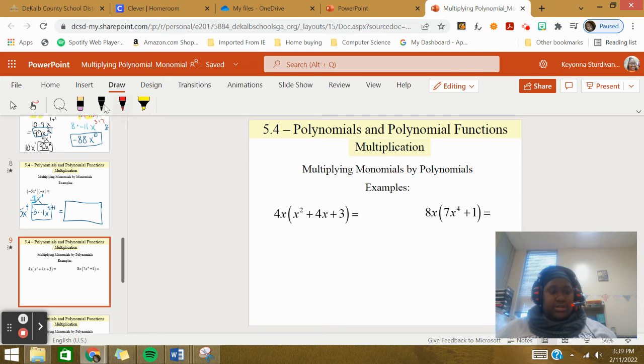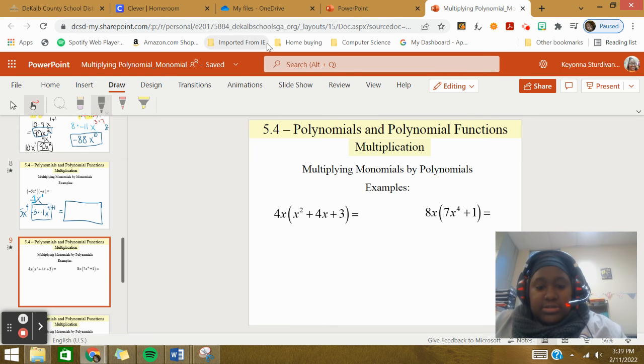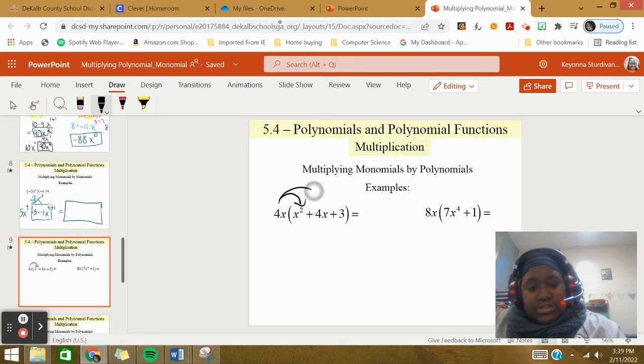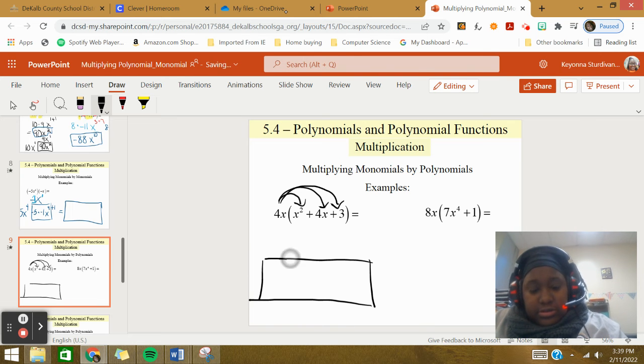So we have 4x times x squared plus 4x plus 3. If you're using distributive properties, guys, you're just multiplying the 4x by each piece, okay? And I'm going to just go ahead and do the box method. So, again, you're going to build this time a 1 by 3 box. I'm going to put 4x over here on the side. I'm going to put x squared here, 4x here, plus 3.